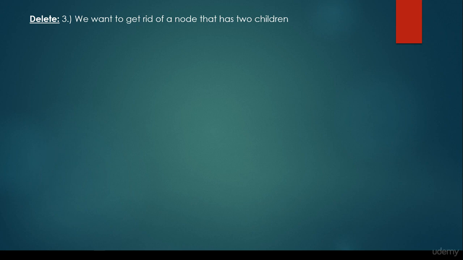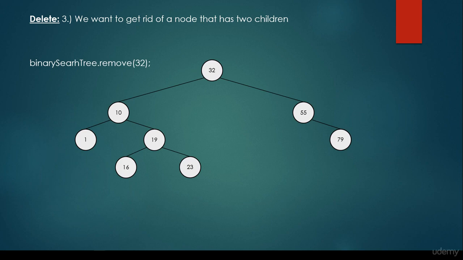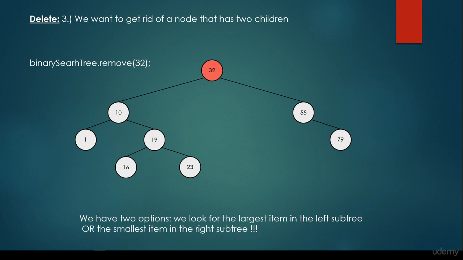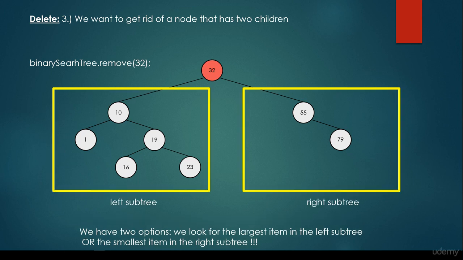Okay, then this is the most complex case, when we want to get rid of a node that has two children. We have this binary search tree and we would like to remove 32. We come to the conclusion that this is the root node, so we have two possibilities. First, we look for the largest item in the left subtree, or we find the smallest item in the right subtree. So, in the left subtree we have to find the greatest item.